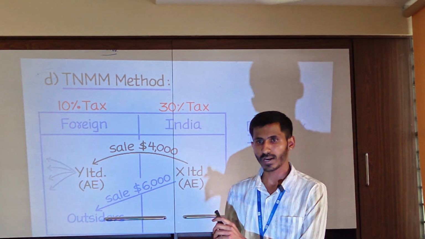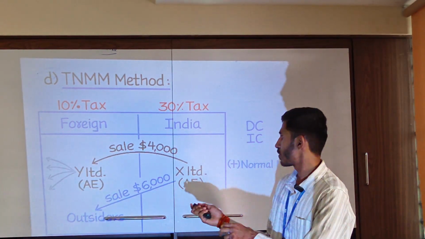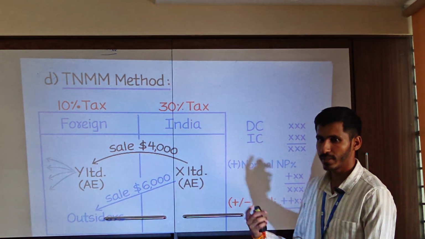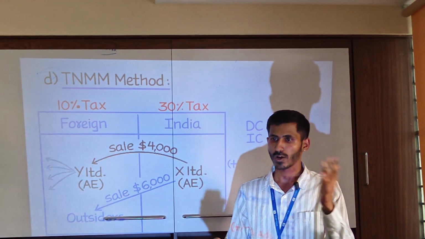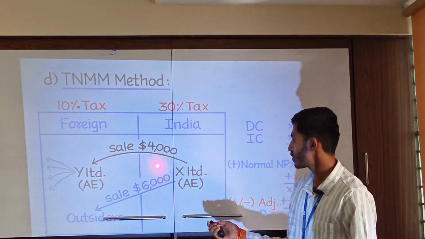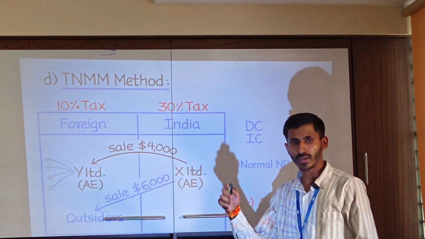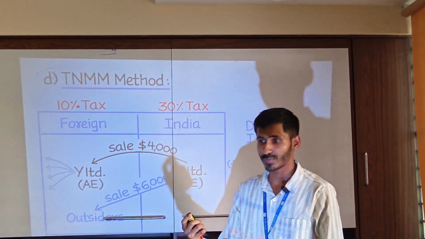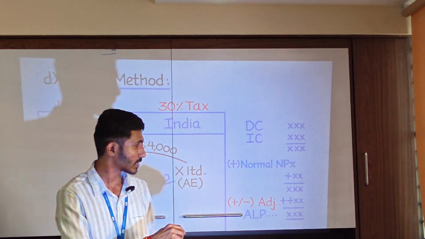The transactional net margin method and the cost plus method both look similar, and the format is also the same. So what difference can you identify between the transactional net margin method and the cost plus method? Let's have a glance. What is the difference here?